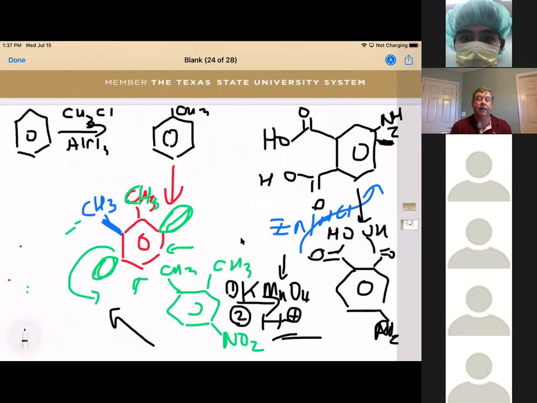Yeah, they have different boiling points too, so we would separate those. Okay, perfect. Then only react the ortho version.